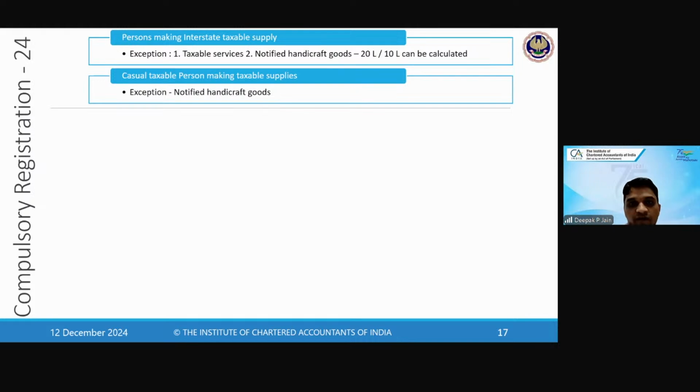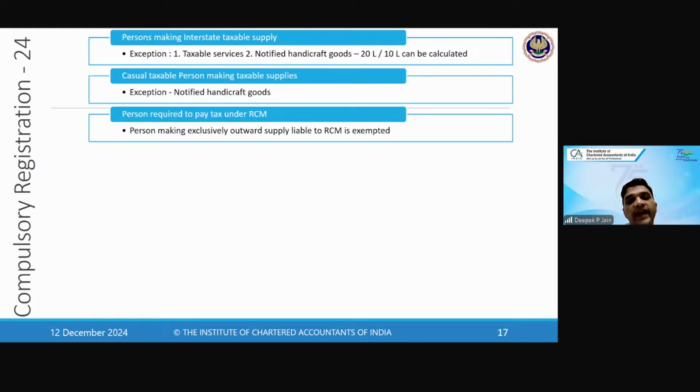Again, here notified handicraft goods are exempted. Third is person required to pay tax under RCM. Now, if you have taken some services under RCM, if you recollect, some entities doing a business activity are required to pay RCM only if they are registered. But persons who are not registered, and when they have mentioned business entity, just say sponsorship services. Such services where the liability is on the recipient, then he will have to pay RCM itself.